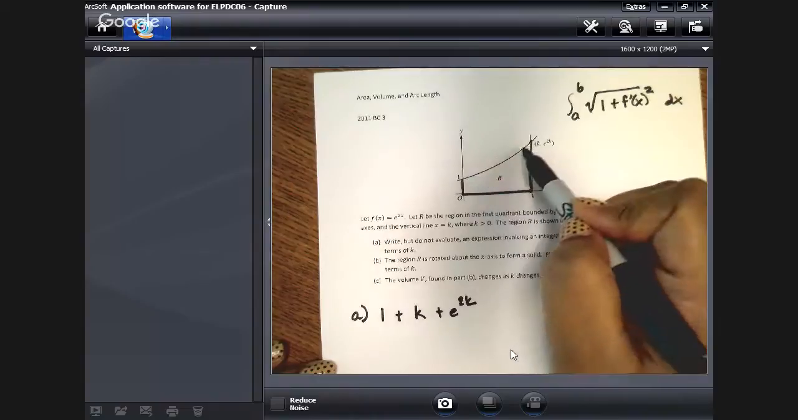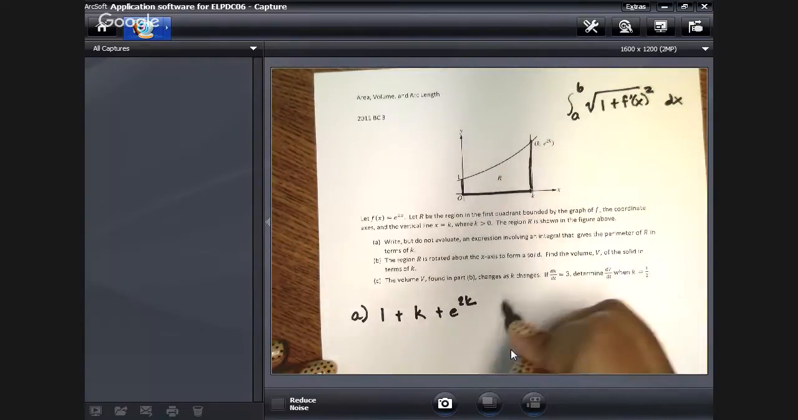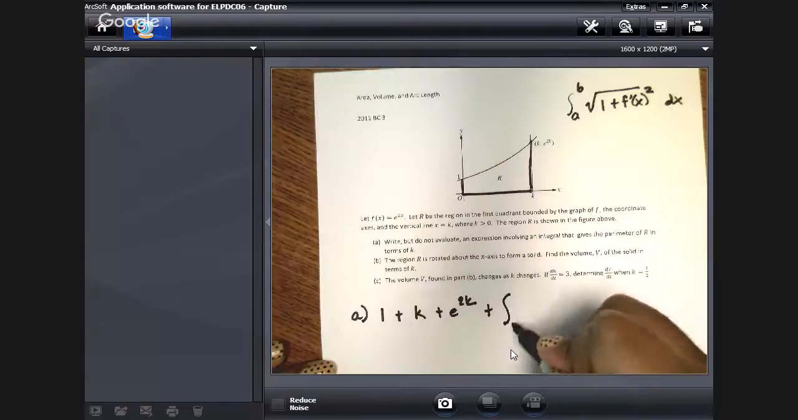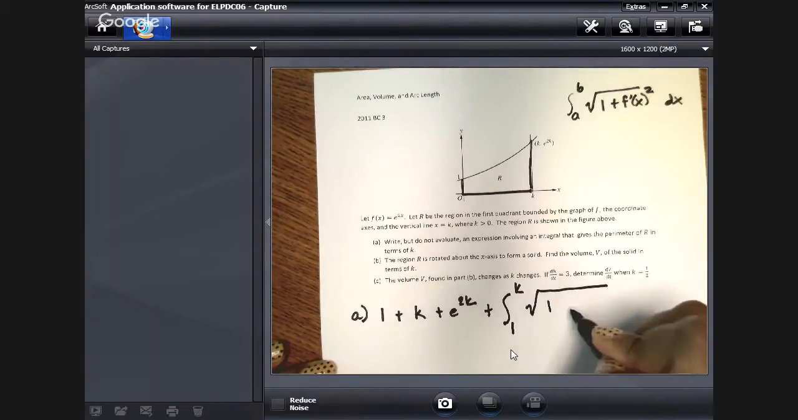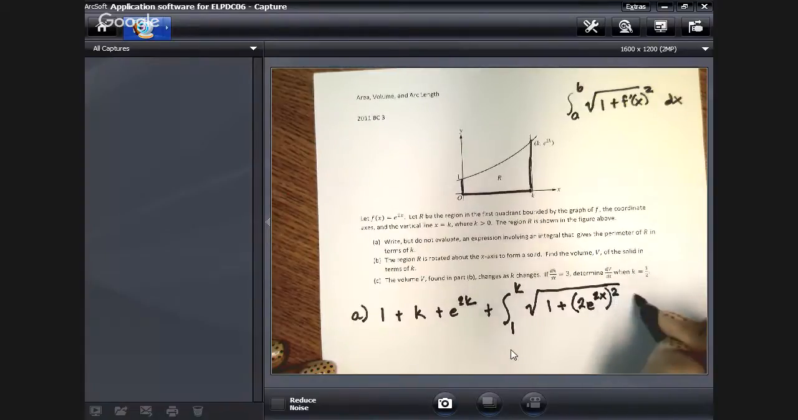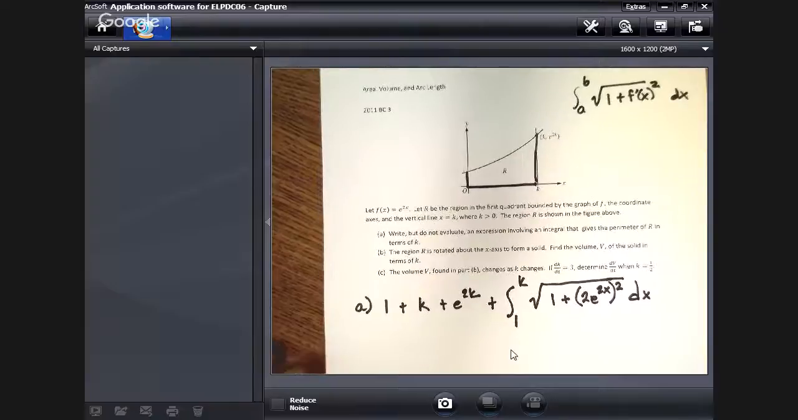And now we need the length of this curve, which according to our arc length formula will be the definite integral, we're going left to right from 1 to K, of the square root of 1 plus the derivative of e to the 2x is 2 e to the 2x, and that's being squared dx.